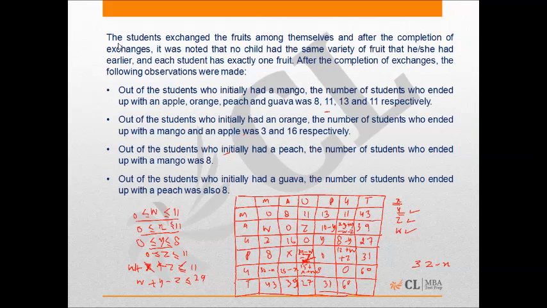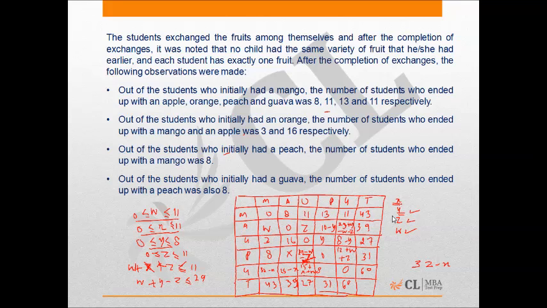Further, it is given that the students exchange the fruits among themselves, and after the completion of exchanges, it was noted that no child had the same variety of fruit that he or she had earlier. It means if a child initially had a guava, after exchanges he would not have guava, and each student has exactly one fruit. After the completion of exchanges, the following observations were made. The given observations can be compiled into a table as shown below.